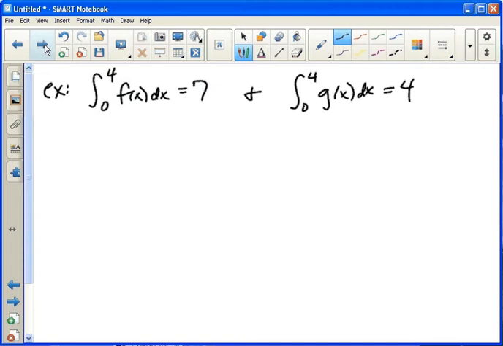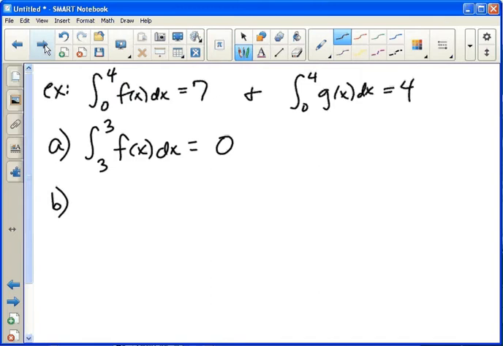So now we could ask a few questions about the area of these two functions. So for example, they could ask, okay, what's the integral of f of x from 3 to 3? Well, if you look back at our very first property, we know that if the boundaries are the same on the top and the bottom, that means we have no area because we didn't go anywhere. So the answer would just be 0. That one I really didn't even need the info up top. Okay, let's say we do the integral from 4 to 0 of g of x dx is equal to negative 4.